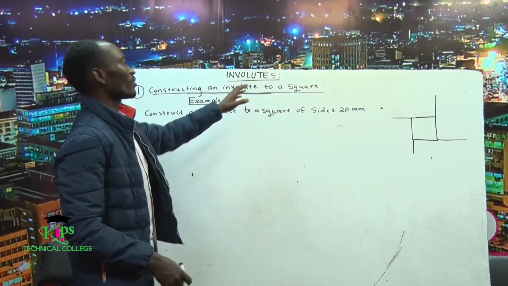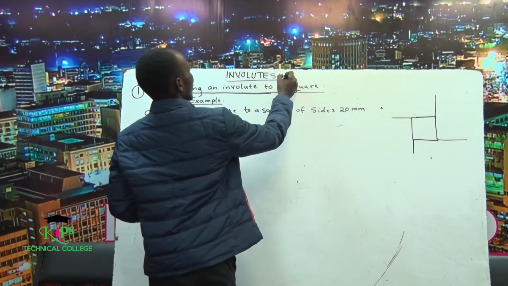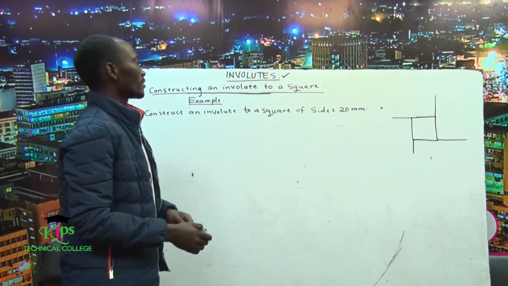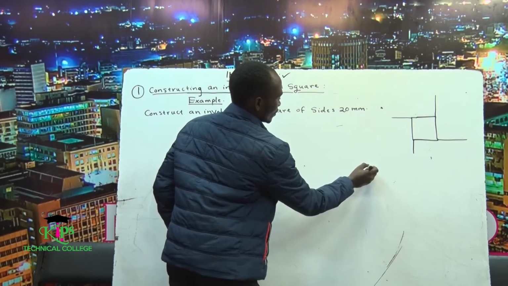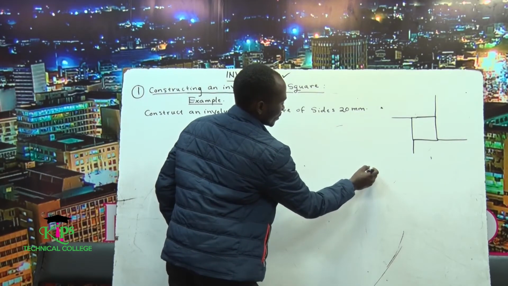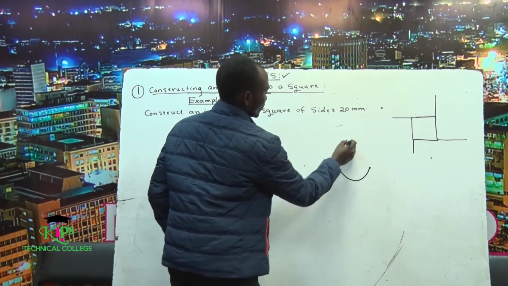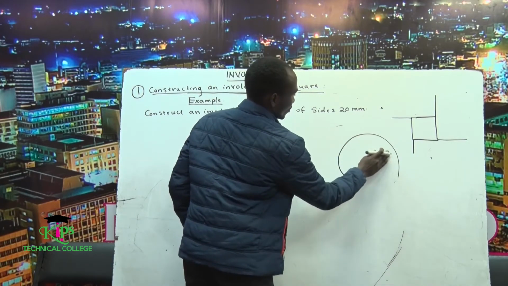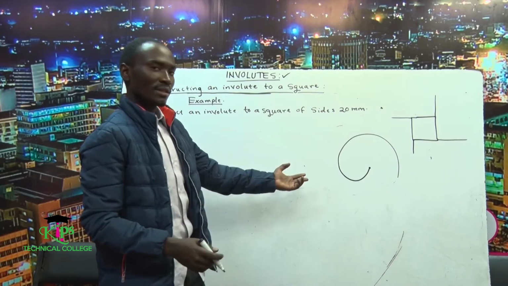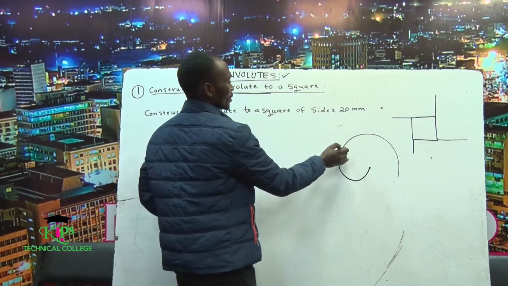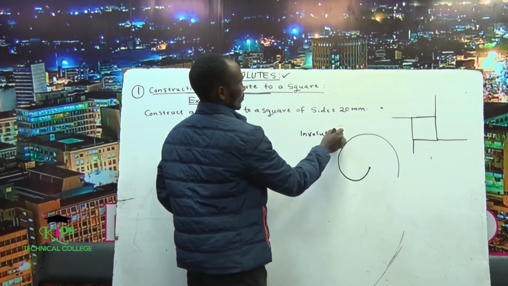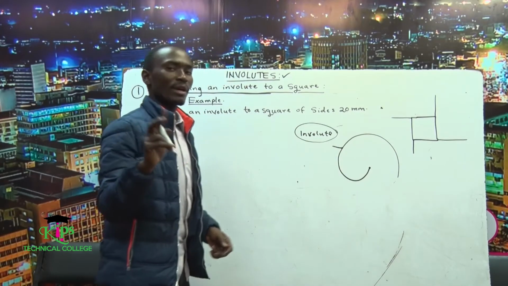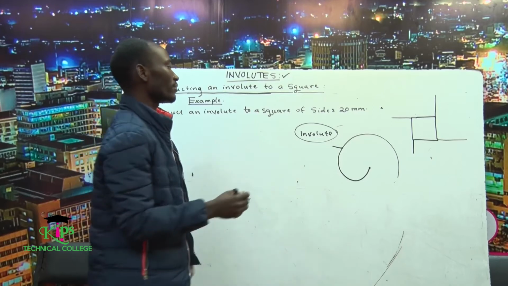Today we are going to learn how to construct involutes. An involute is a diagram which takes this particular shape. So this is the shape of an involute, and we have got two methods of constructing these involutes.